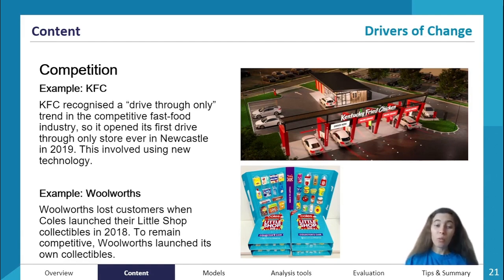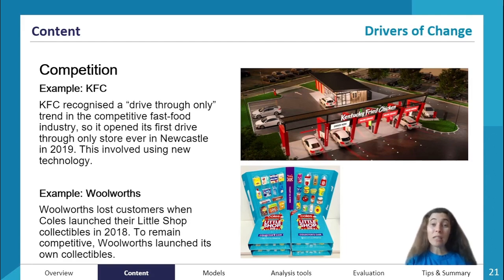Another example is Woolworths. So again, the competitive supermarket industry. Back in 2018, Coles launched its Little Shop collectibles, which you can see on the screen there. And Woolworths actually lost quite a lot of business as a result of that because it didn't implement straight away its own sort of take on this collectibles trend. So, to remain competitive, Woolworths did end up launching its own collectibles. And since then, both businesses have had lots of different iterations of different collectibles.